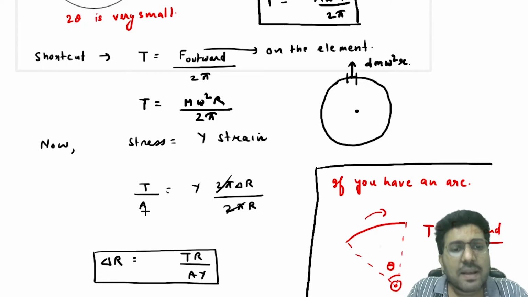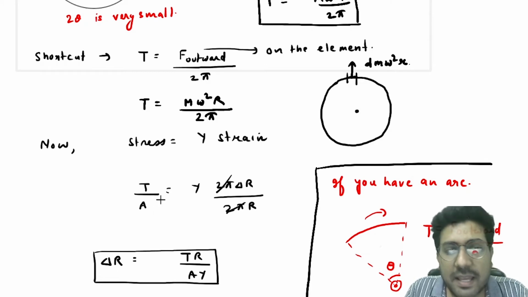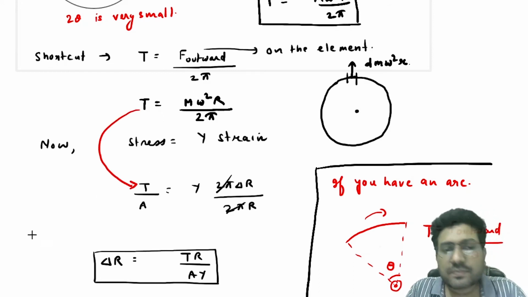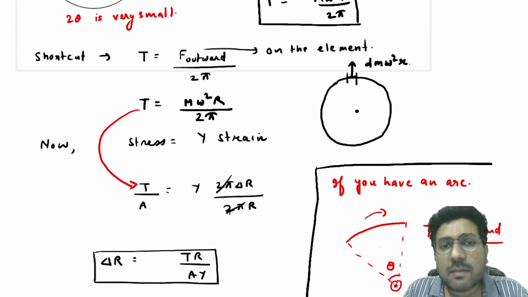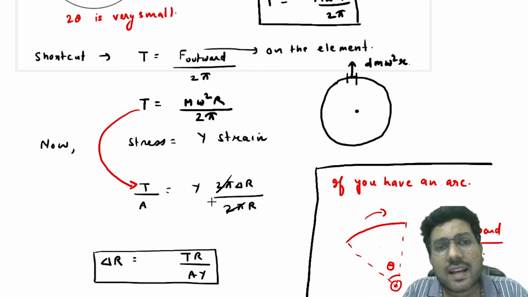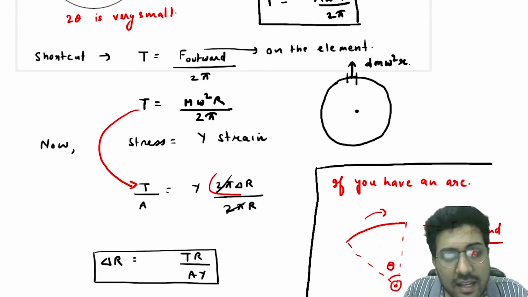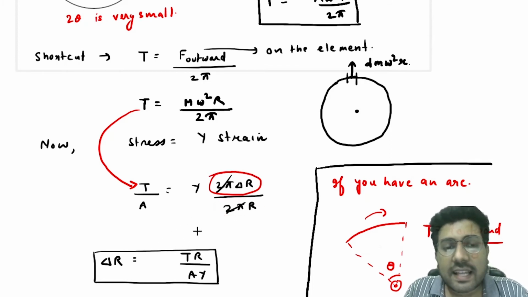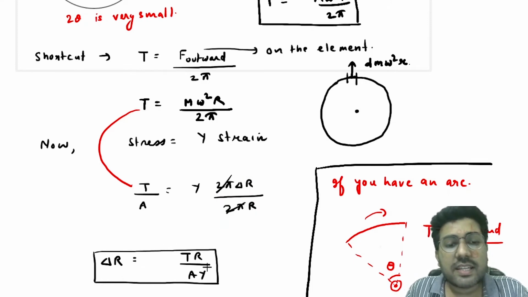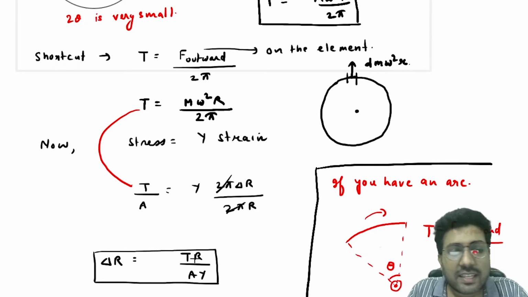Okay, so T by A is m omega square r divided by 2 pi divided by A. Okay, I have not put the value. You can put the value of T here. T by A is equal to Y delta L by L. Now what is delta L? Original length is 2 pi r and the change in length will be 2 pi delta r. So this is delta L, this is L. Okay, so 2 pi getting cancelled. From this you will get delta r is equal to TR by AY. Just put the value of T here, you will get the answer.